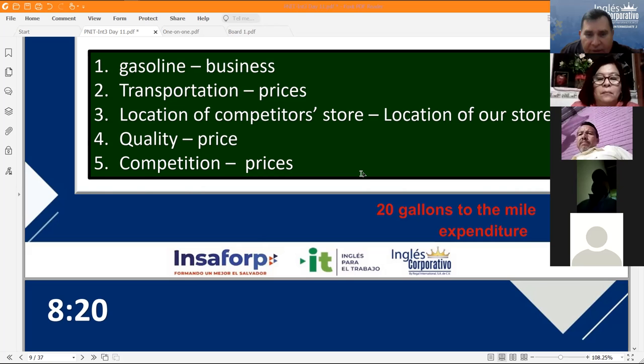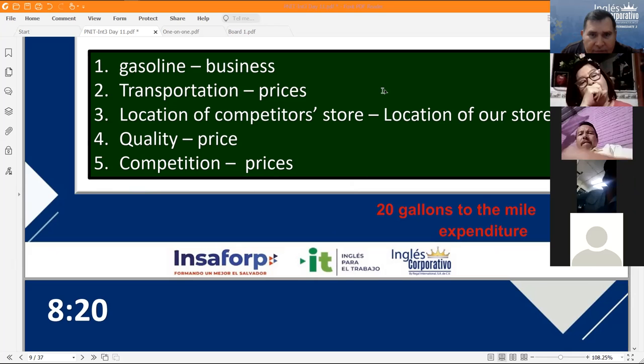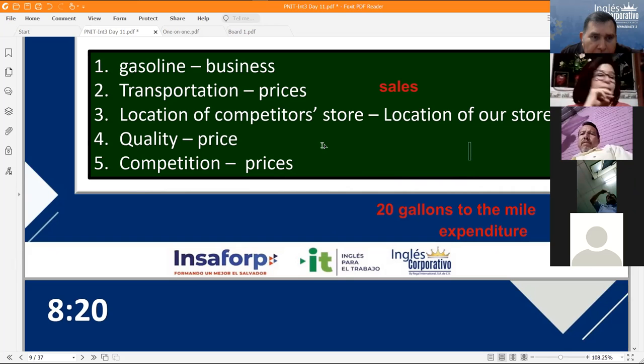Excellent. What about the location of a competitor's store versus the location of your store? If they are very near or if they are very far, how does that affect your sales? If the competitor store is near or the competitor store is far?